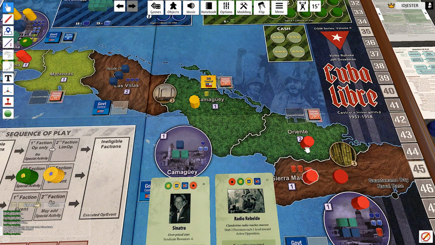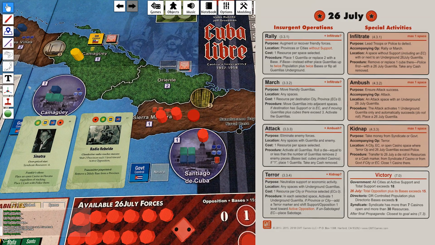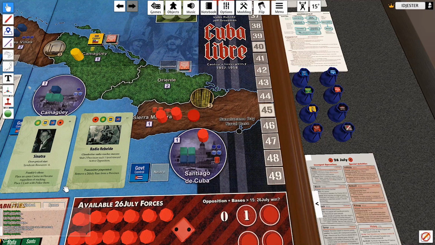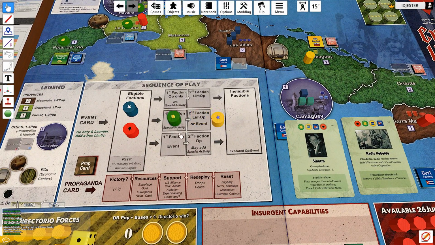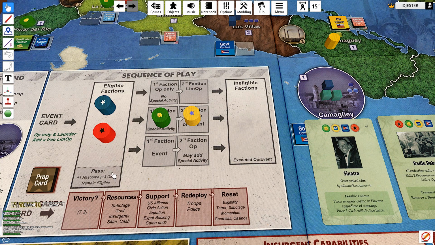So you can see limited operations are not nearly as good as a full operation. And with limited operations, you do not get a special activity. So if the first player goes here and takes his op with special activity, the second player has to decide, am I going to pass, or am I going to take a limited op, or am I going to take the event?